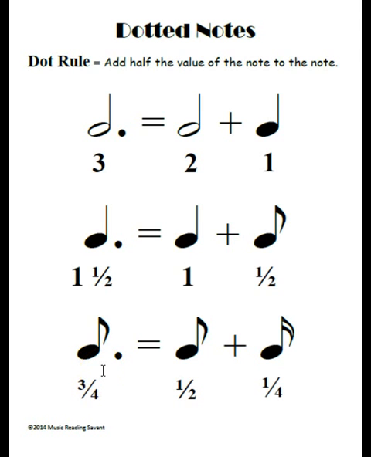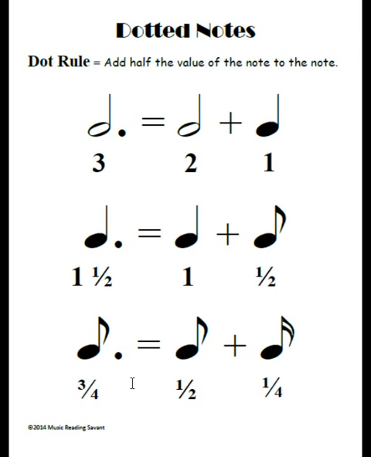In the final example here, I have a dotted eighth note. So I need to look at the eighth note by itself, divide it down. Half of an eighth note equals a 16th note. Now I'm going to add these two together. So I'm actually adding the eighth note and the dot together. So an eighth note is a half of a beat plus a 16th note, which is a quarter of a beat. I have a total of 3/4 of a beat. That is what a dotted eighth note equals.